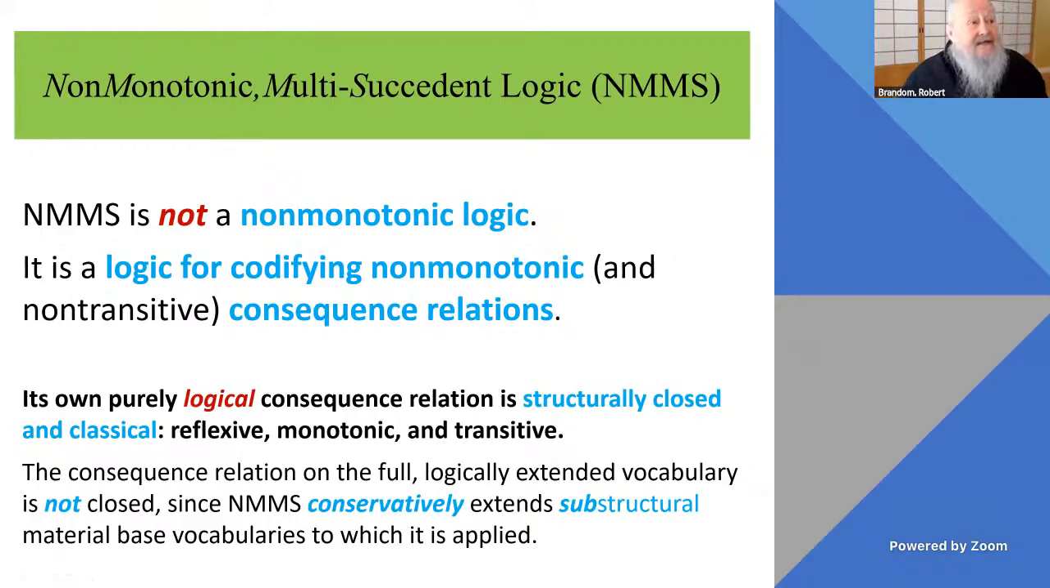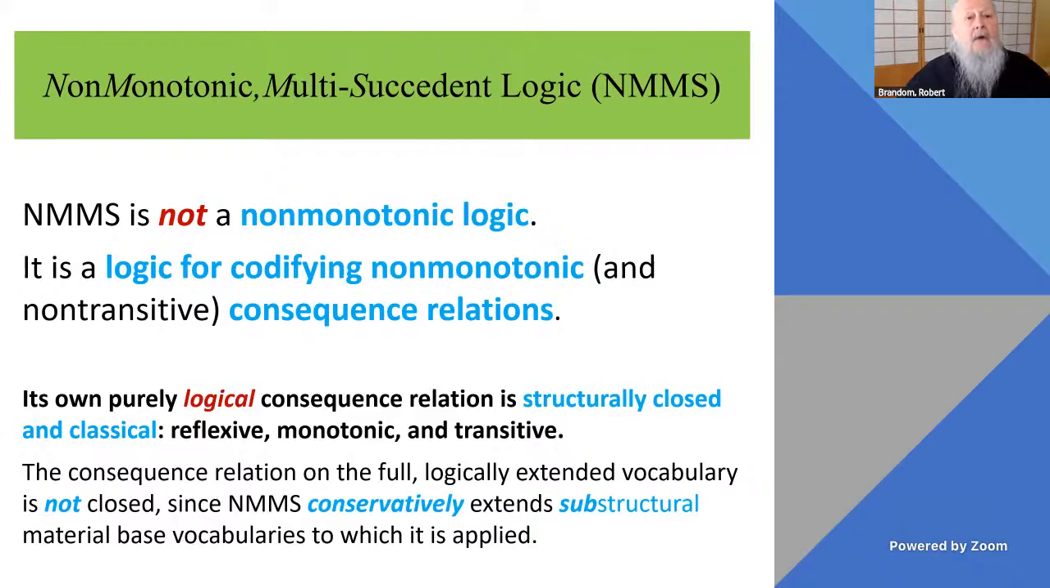Notice that NMMS is not a non-monotonic logic. It's a logic for codifying non-monotonic and non-transitive consequence relations. And it turns out that to do that, the logic doesn't need to be non-monotonic. The purely logical consequence relation of NMMS just is classical logic. We can get to that purely logical consequence relation two ways. If we say, well, what consequences are good no matter what base you apply them to, as long as the bases satisfy CO, well, that consequence relation, that's the consequence relation of classical logic.